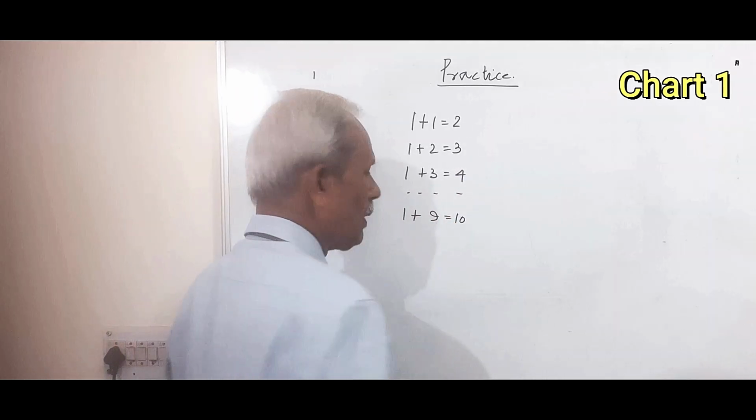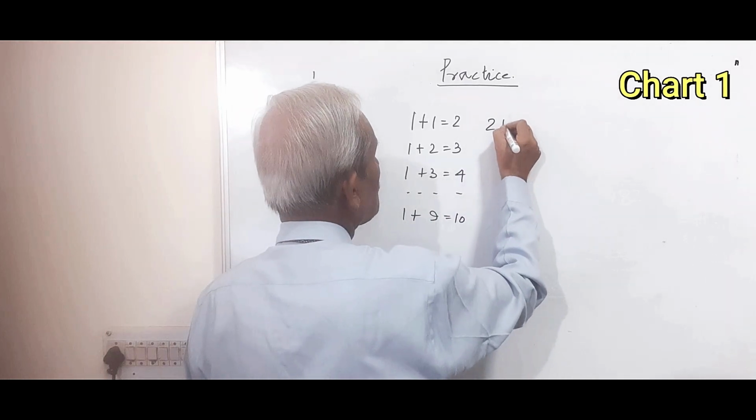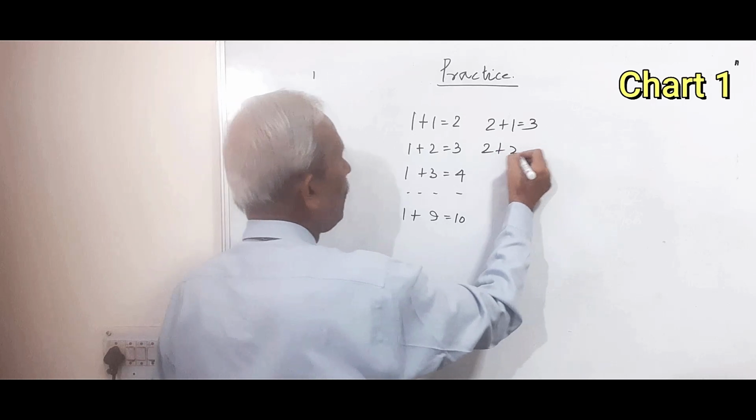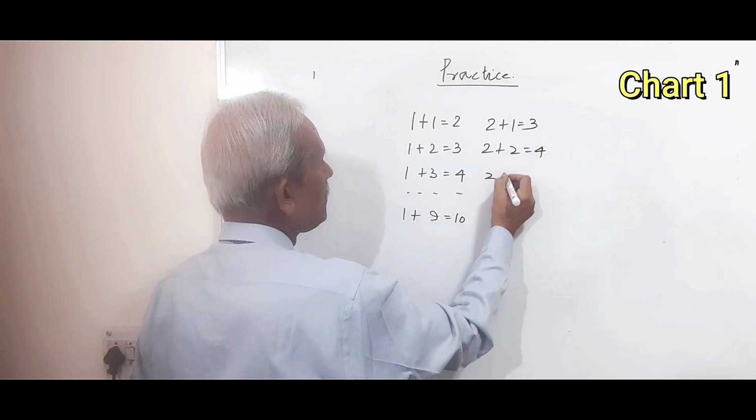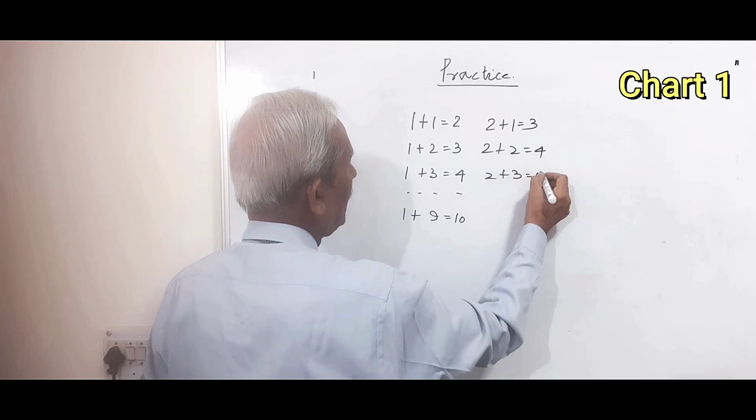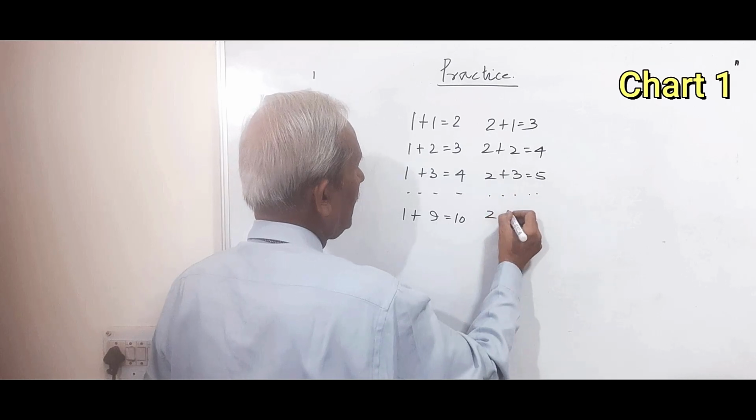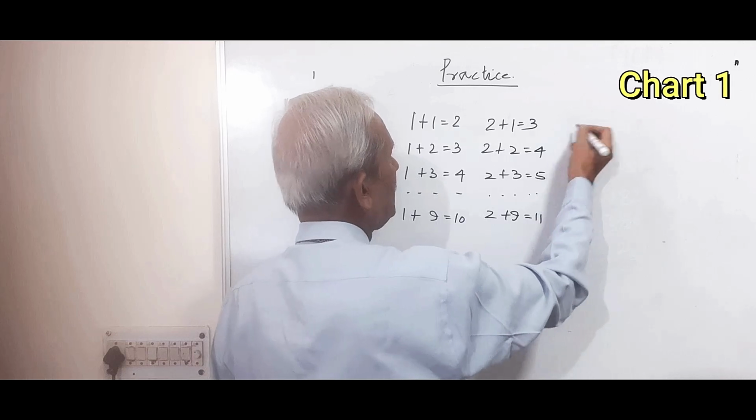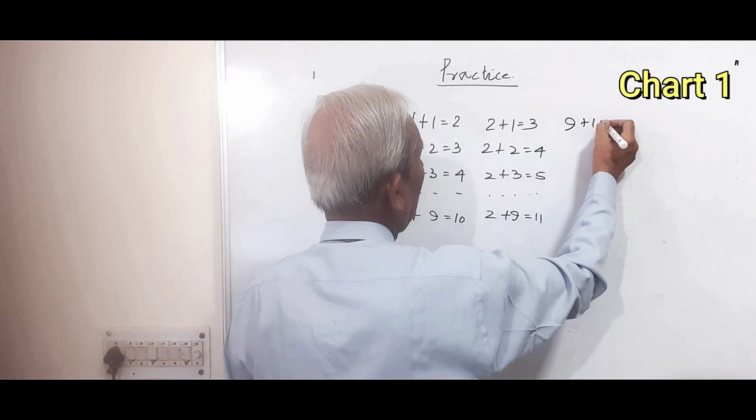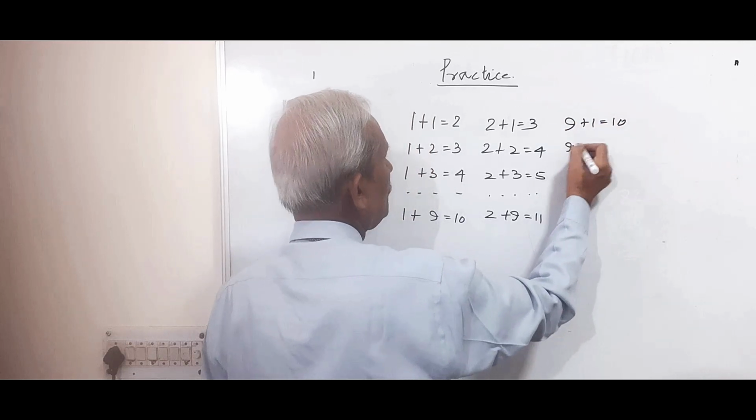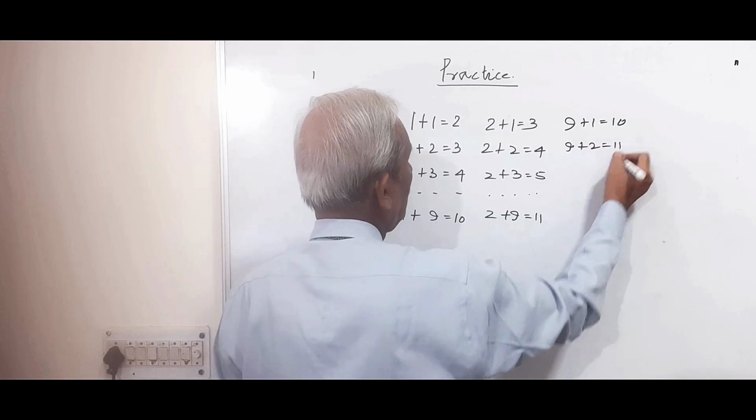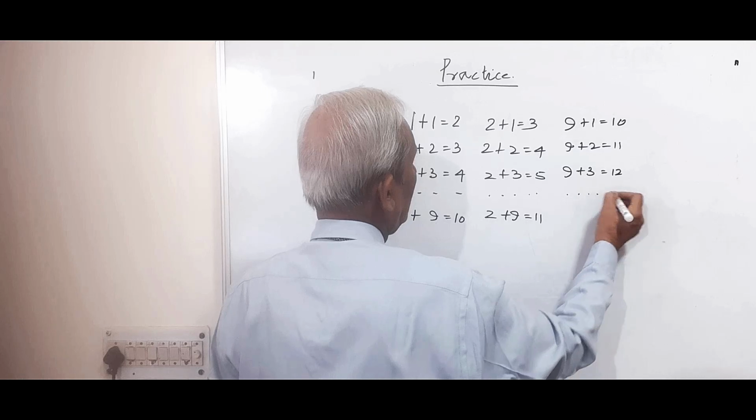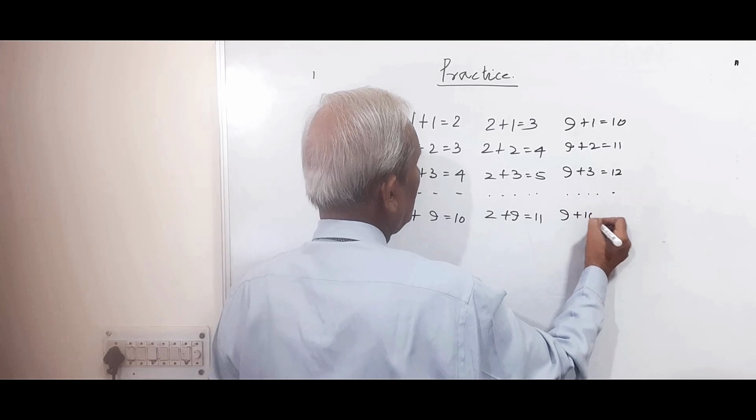Similarly, you write 2 plus 1 is 3, 2 plus 2 is 4, then 2 plus 3 is 5, like that. You'll gradually go up to 2 plus 9 is equal to 11. And so on, 3, 4, 5, 6, 7, 8, 9 plus 1 is 10, 9 plus 2 is 11, 9 plus 3 is 12, and so on, 9 plus 10 is 19.